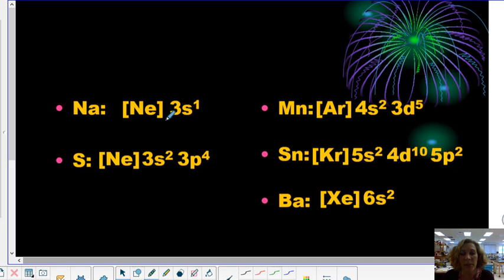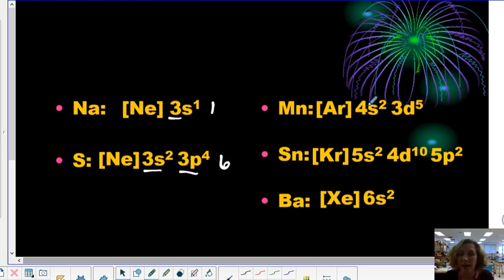So for sodium, our electron configuration is neon in brackets 3s1. So the 3 is our energy level, and we can see that there's 1 electron in the third energy level. So sodium would have 1 valence electron. Sulfur also has 3 energy levels, but it has 3s and 3p, so we have to add these two together. So 2 and 4 means that sulfur is going to have 6.